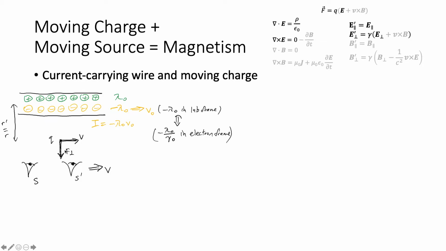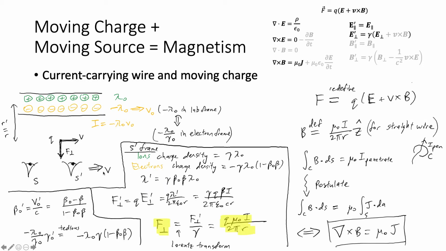How do we know what's the force acting on the charge that's moving with velocity v? We Lorentz transform it into the frame moving at velocity v. So when you Lorentz transform into the moving S prime frame moving at velocity v, you get a transformed ionic charge density as well as a transformed electronic charge density in the following manner.